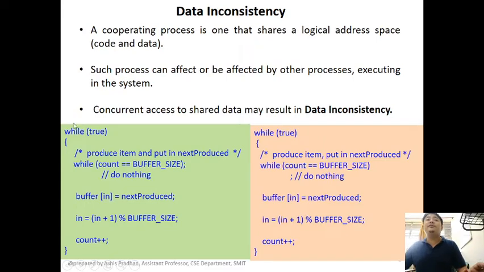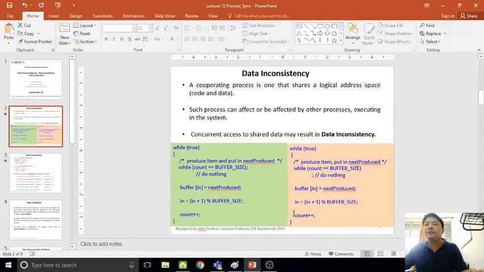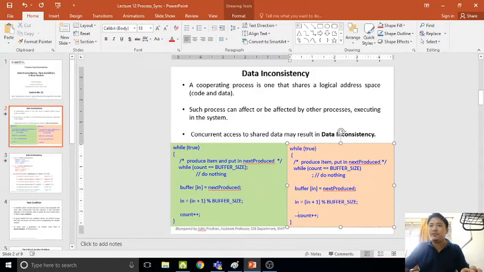Say for example, there is a global variable which is declared as int count, with some value. Say for example, the value is 5. Now you can see the green color shaded region is one code, and this orange color region is another code. Both of them are trying to update the value of count. It should be count plus plus and count minus minus, something similar to this.